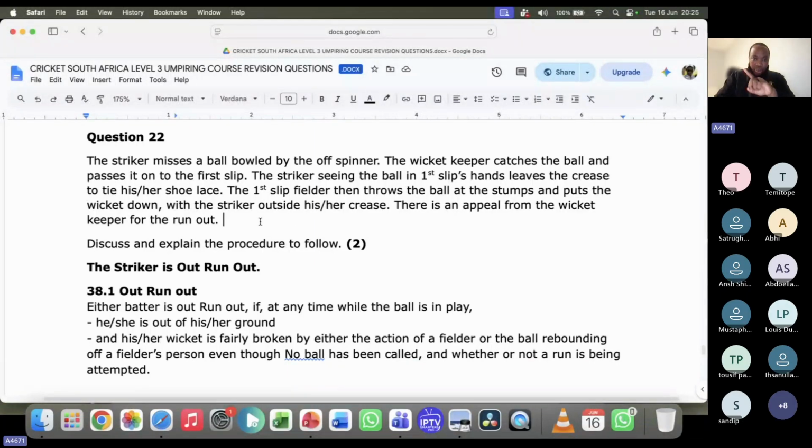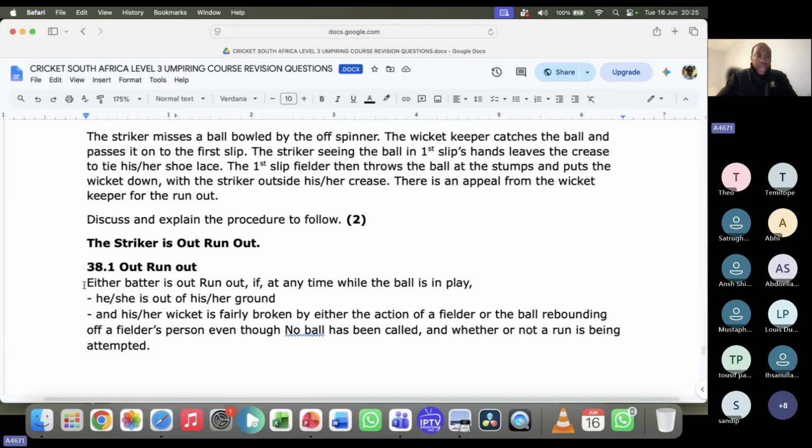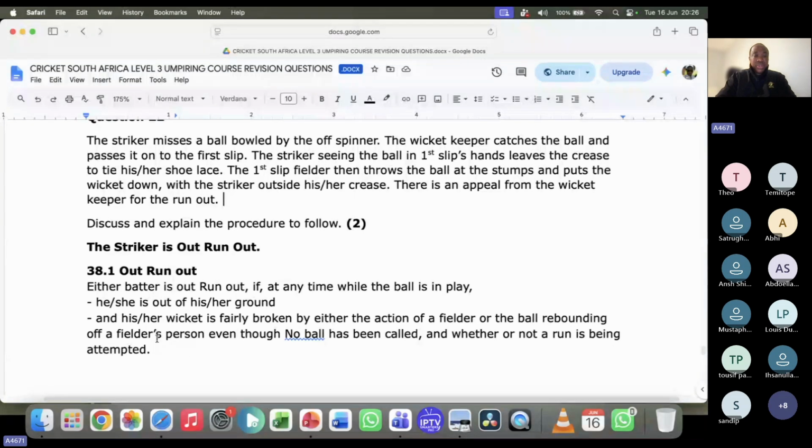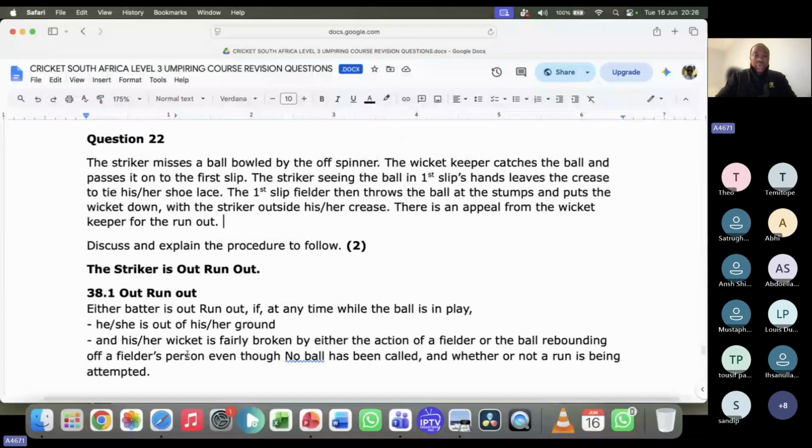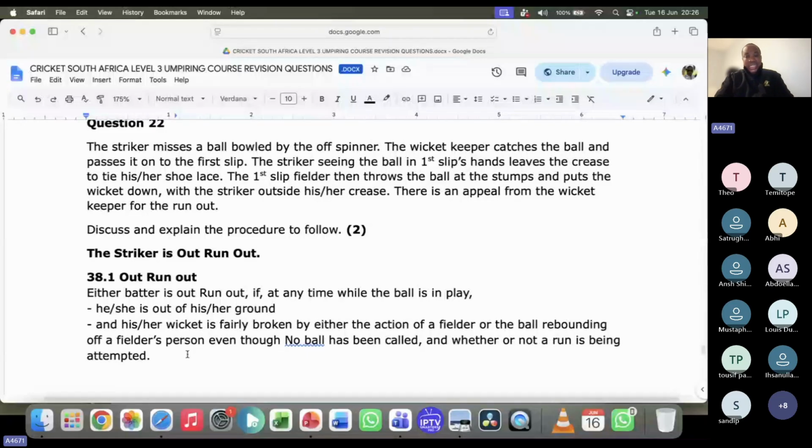So Louis, I will give you your 2 marks for that brilliant piece of interpretation of the dead ball law. But for purposes of this question, we were testing your knowledge of the run out law. So we are going to give the striker out run out. Why? Because either batter is out run out if at any time while the ball is in play, he or she is out of his or her ground and his or her wicket is fairly broken by either the action of a fielder or the ball rebounding off a fielder's person, even though no ball has been called and whether or not a run is being attempted.